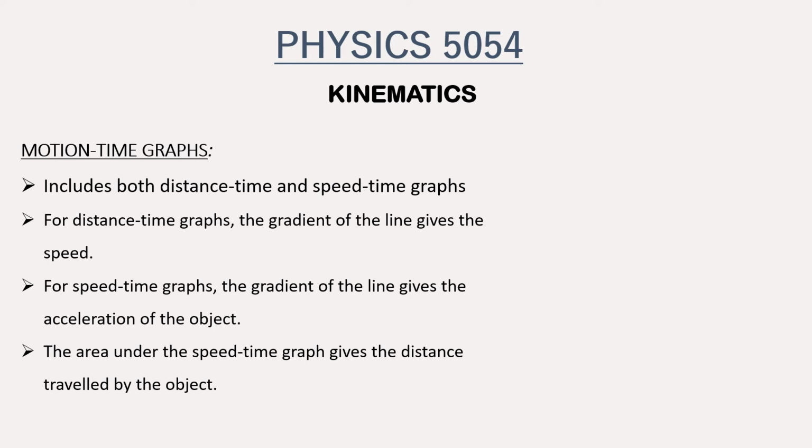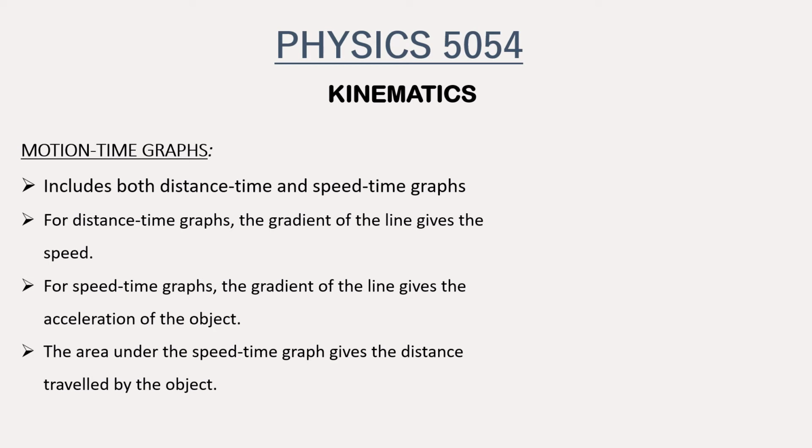Notice we are not talking about a velocity time graph here. This is only true for the distance time graph. In the distance time graph, the gradient of the line gives the speed. Now talking about velocity time or speed time graphs, the gradient of the line in speed time graphs gives the acceleration of the object.